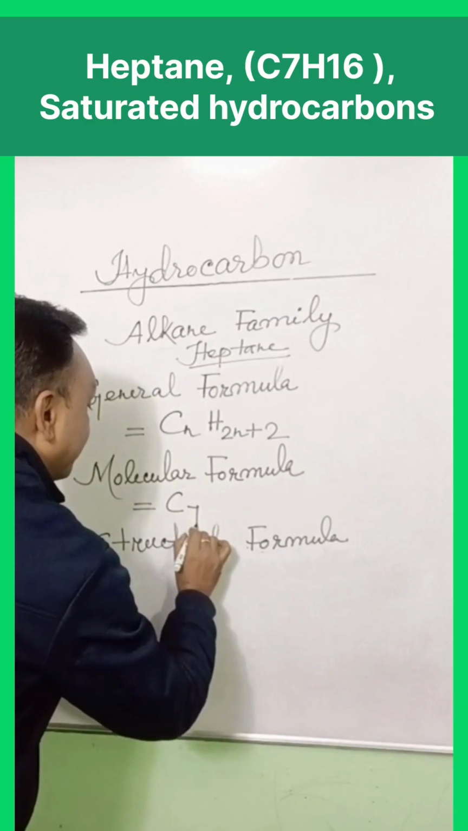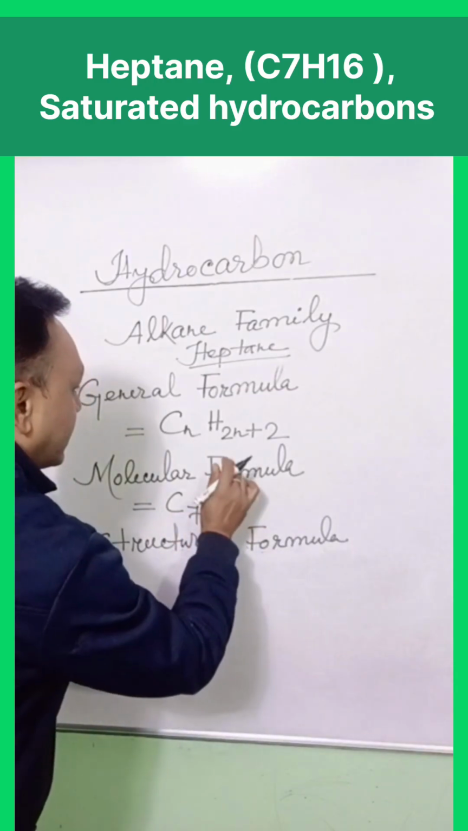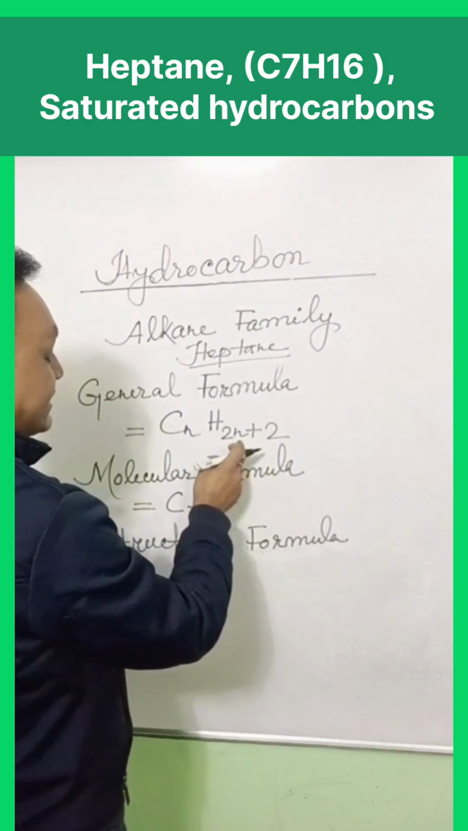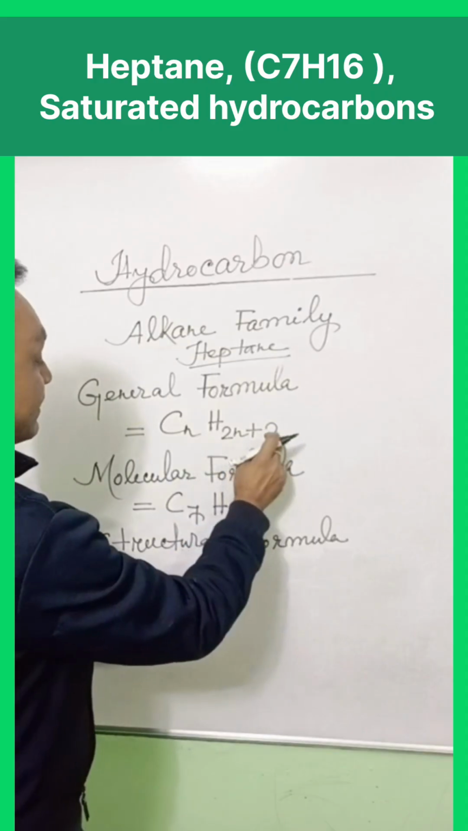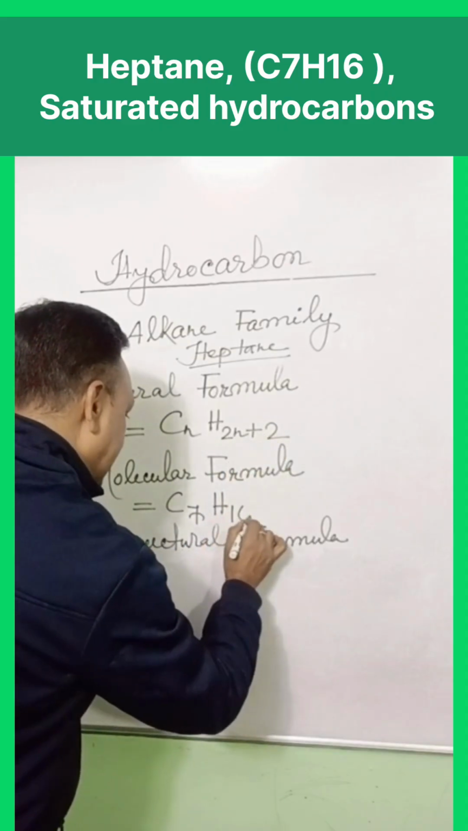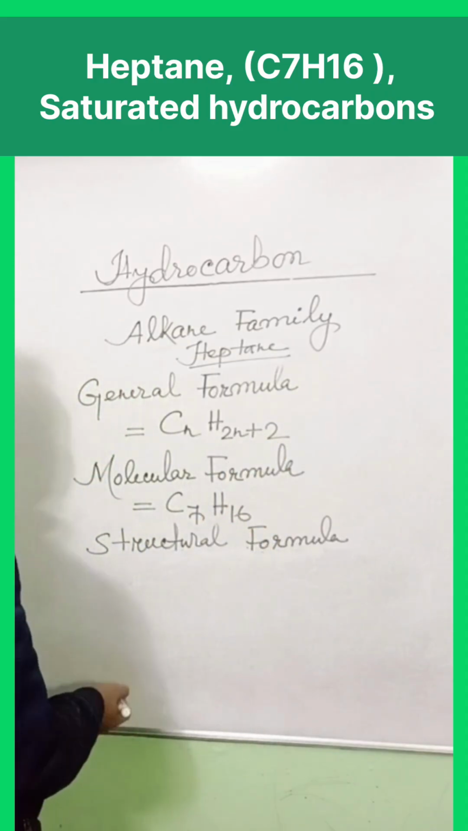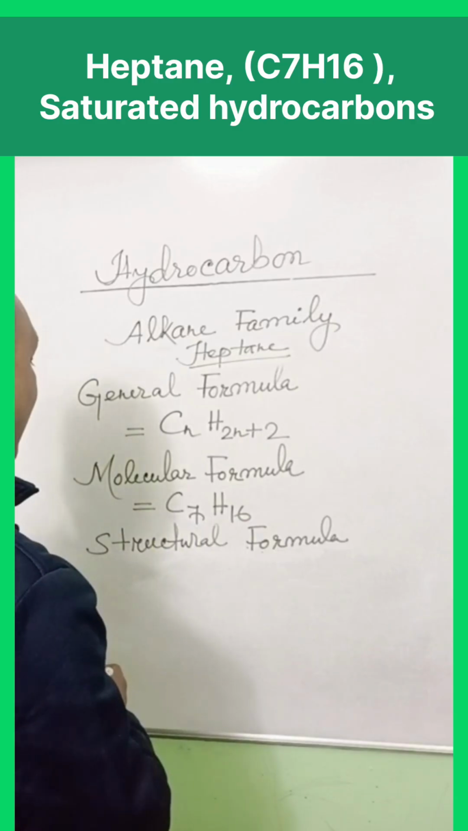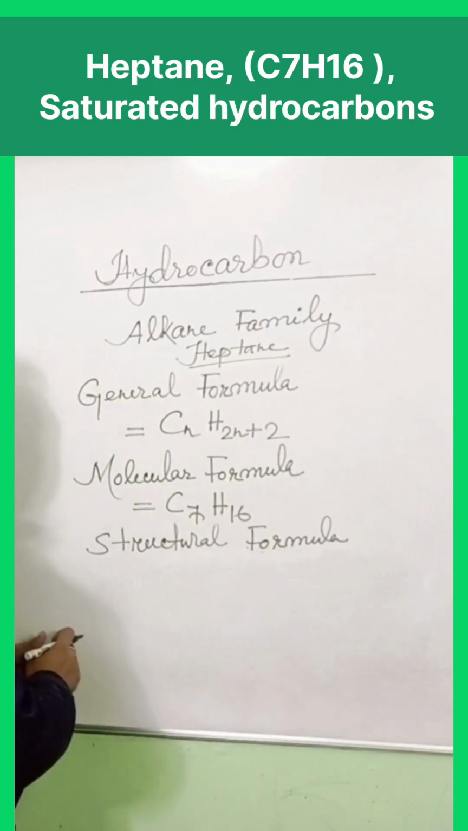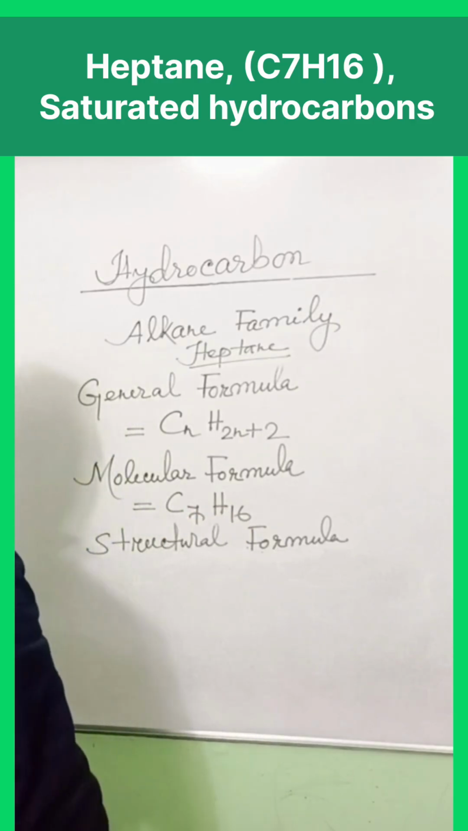So C7H, if I put the value of n equal to 7, 2 times 7 is 14, plus 2 is 16. So C7H16 is the molecular formula of heptane. Now with the help of this we are going to find out the structural formula.